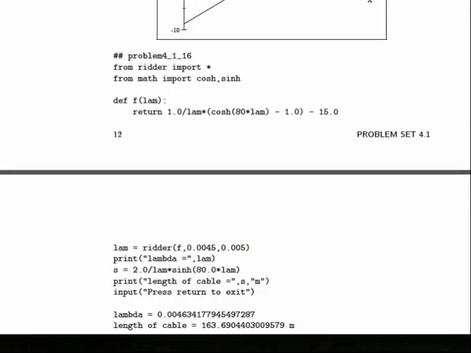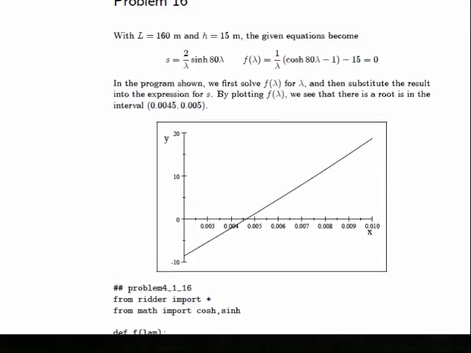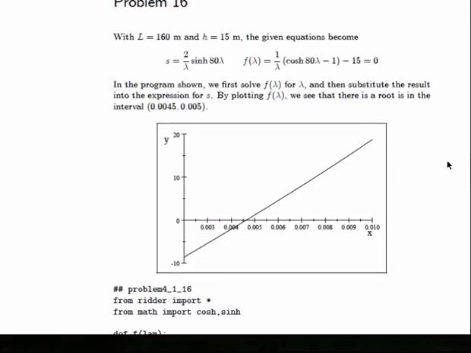So here's a very nice illustration of solving one nonlinear system first and then using it to solve the second nonlinear system without having to resort to using Newton-Raphson 2.